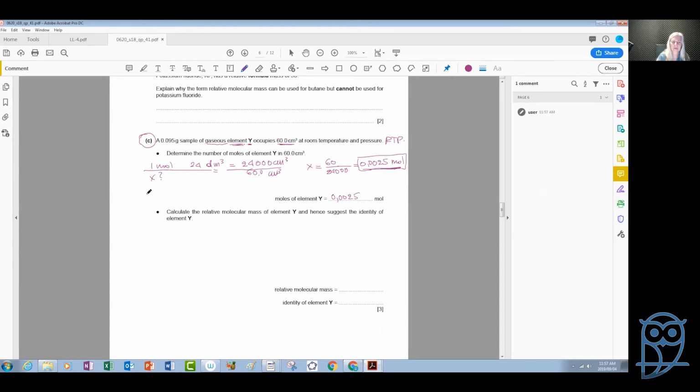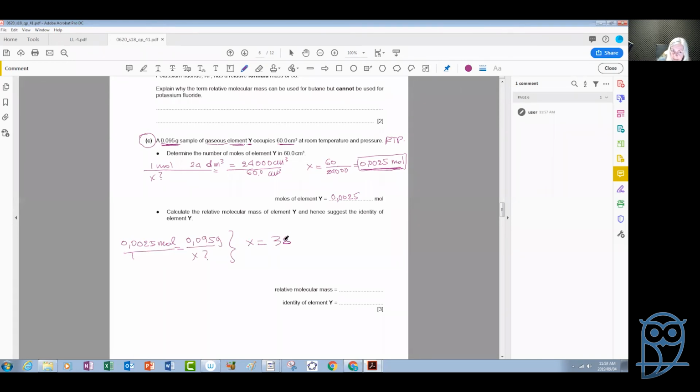All right. Now calculate the relative molecular mass of element Y and hence suggest the identity of the element Y. Okay, because they give us a mass here. So we know that this number of moles corresponds to this mass. So we have that 0.0025 moles of this element Y has a mass of 0.095 grams. So 1 mole, how many grams is that? Let me find quickly my calculation.